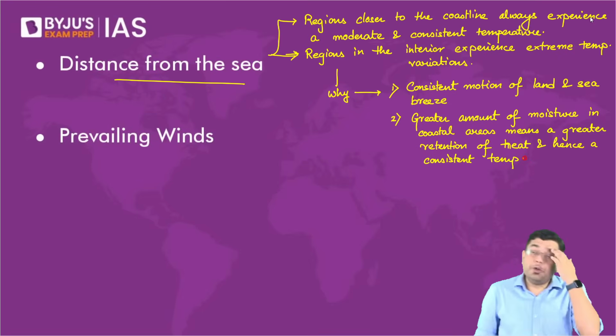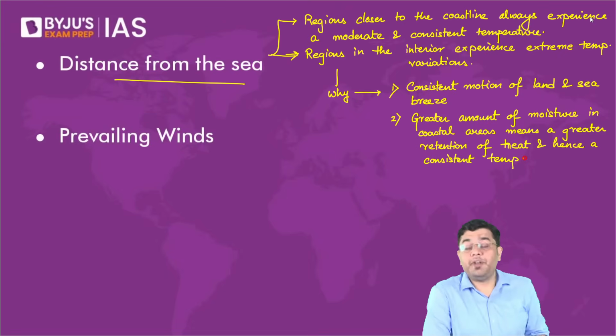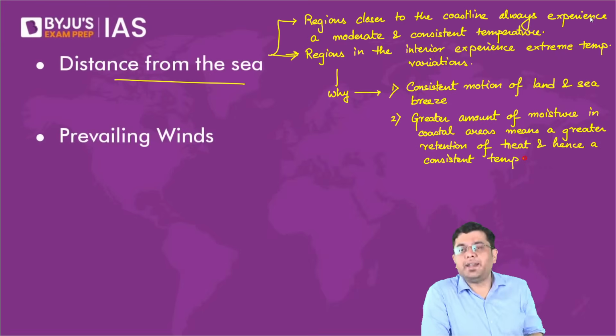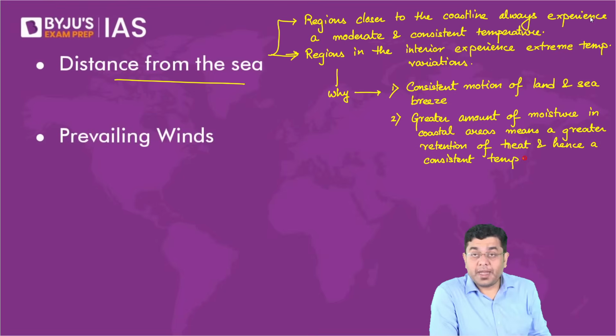Okay. Now, the other factor which will influence the temperature of a region is the presence of the prevailing winds. When we talk about the prevailing winds, prevailing means something which is in existence, the existent wind types that you have. So in a particular area you can have a colder wind which blows. In a particular area, you might have the condition where a warm wind blows. So that will influence the temperature.